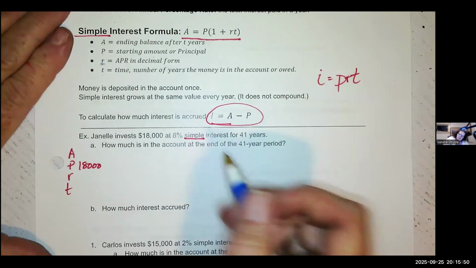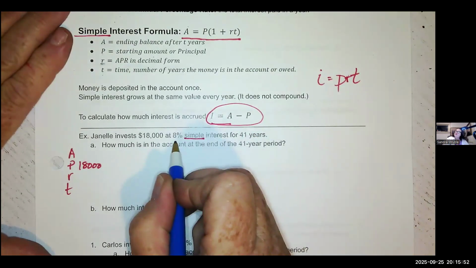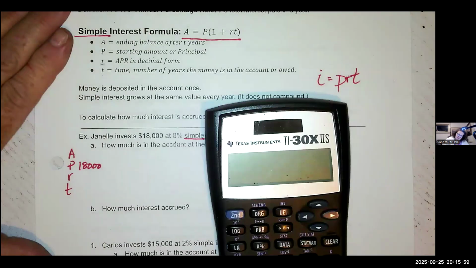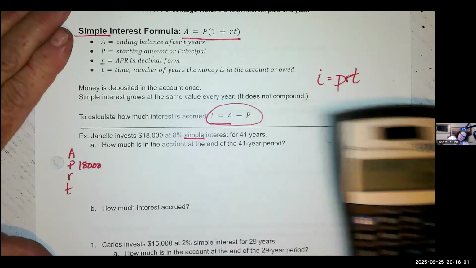The rate is the 8%, but remember to turn a percent into a decimal, you have to divide by 100. So 8 divided by 100 is 0.08.